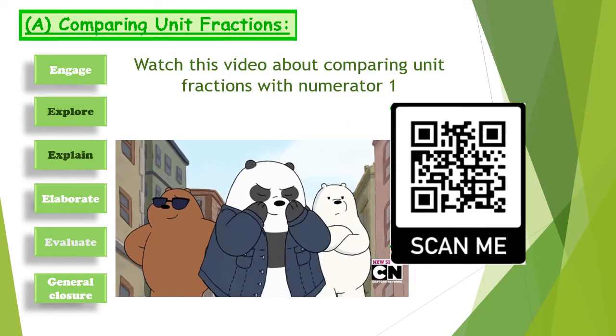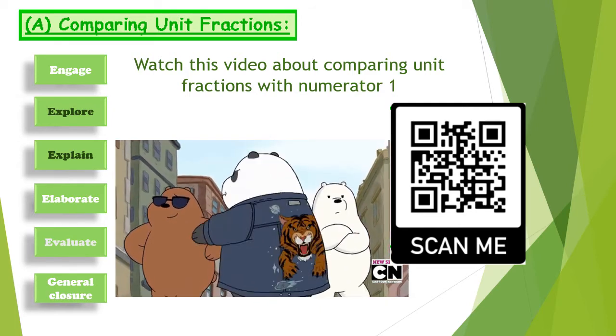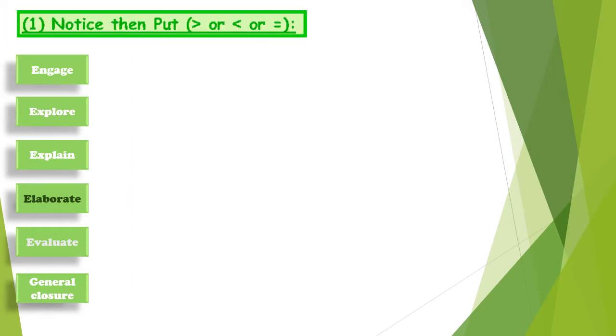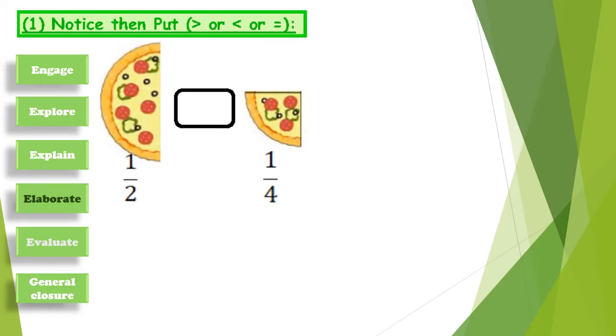Please watch this video. It's about comparing unit fractions with numerator 1. Put less than, greater than, or equal. Which is the greater? Half, 1 over 2, or fourth, 1 over 4? Look at the denominator. There is 2 here and 4 here. The fraction that has the smallest denominator has the biggest fraction. Which has the smallest denominator? Yes, the half. It has 2.